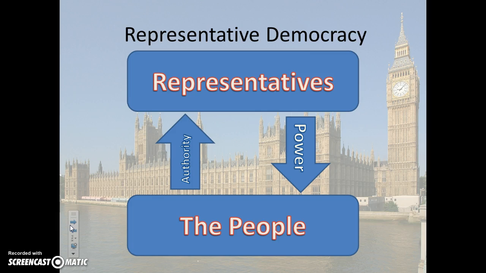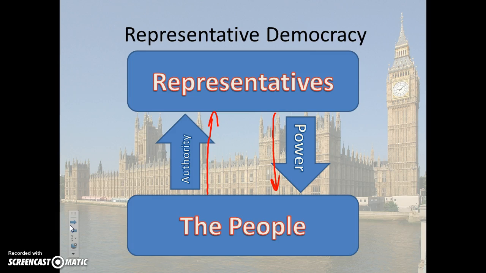So we are the source of all power. We grant authority to exercise power to our representatives, and they in turn exercise that power over us. There is an agreement between the people and the representatives that sees the people grant authority to exercise power to our representatives, and then they can exercise power over us. So again, as long as you're comfortable with the definitions of authority and power, this should be relatively straightforward.